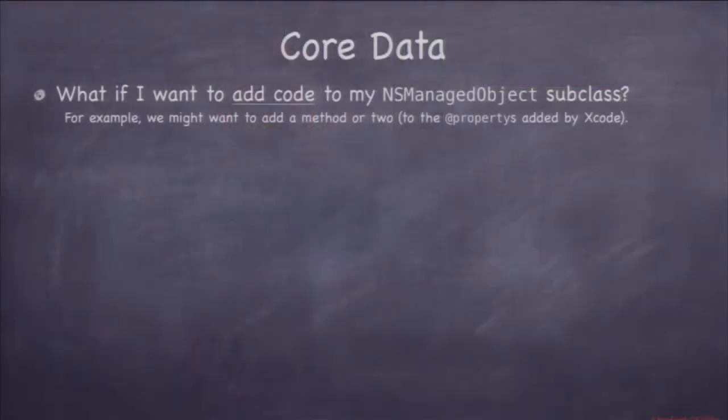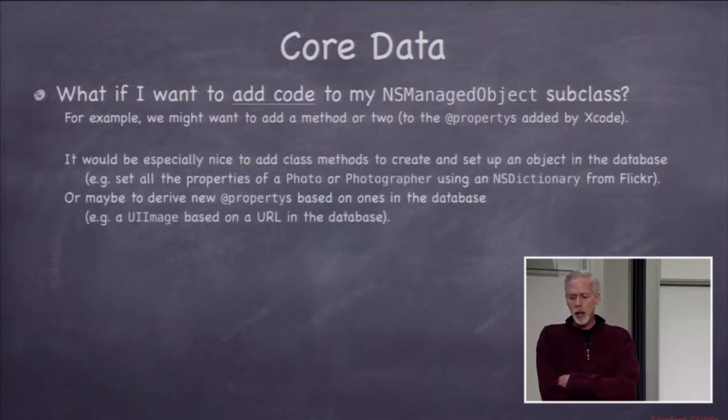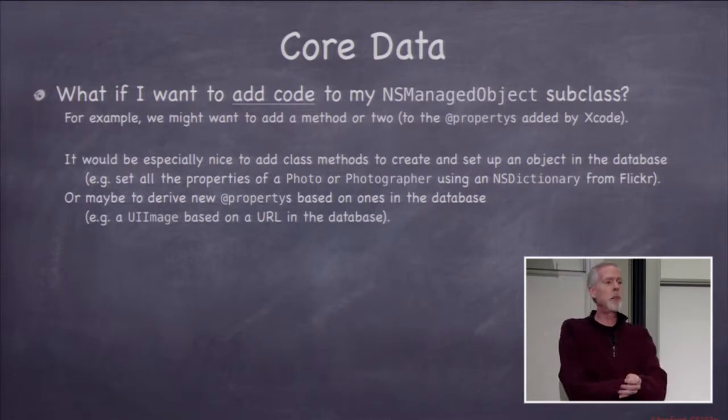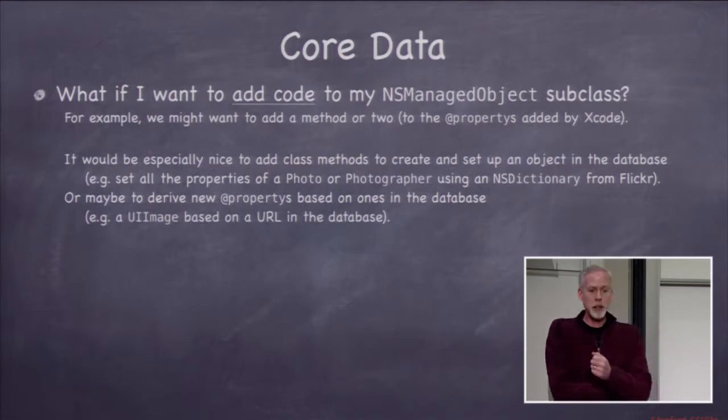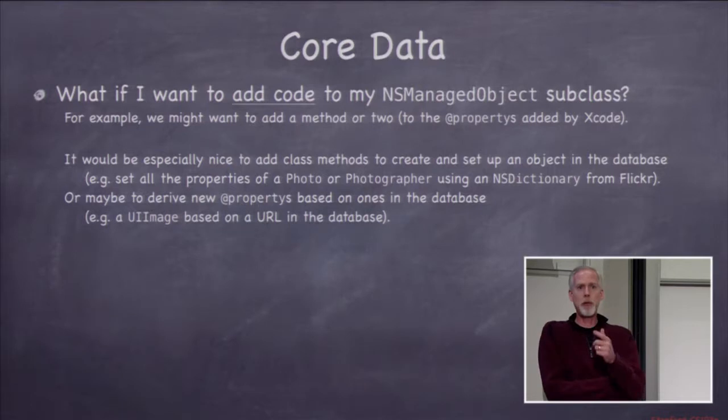What if I wanted to add code to my photo or my photographer classes? I could put that code in photo.m and .h, but that would be a problem. Why would I want to do that? Let's say I wanted to add a class method to photo that took a Flickr dictionary as an argument and created a photo in the database. That would be an awfully convenient utility method to have in photo, right? I could say open square bracket photo, make a photo with this Flickr data in a context, and it could do it, right? So that would be cool.